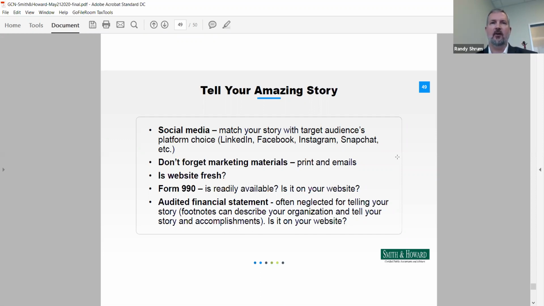The 990, the IRS Form 990. We know it's readily available, but is it easily available for potential donors? Is it on your website? And then finally, your audited financial statement. Often this is neglected as an opportunity to tell your story, all the great things you're doing, all your accomplishments. This should be within your footnotes. And make sure this is also on your website.